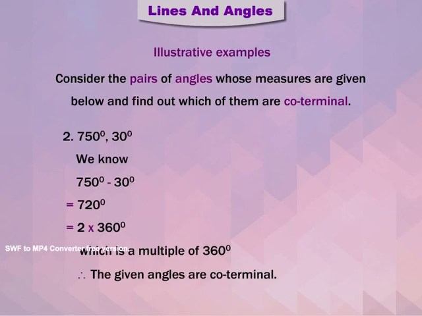750 degrees and 30 degrees. We know 750 degrees minus 30 degrees is equal to 720, which is equal to 2 multiplied by 360 degrees, which is a multiple of 360 degrees. Therefore, the given angles are coterminal.